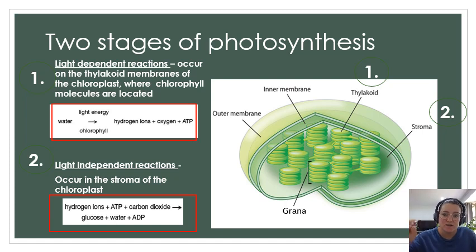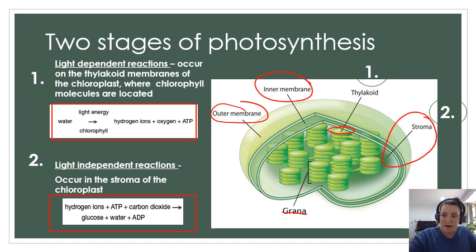So the 2 stages of photosynthesis both occur in different locations of the chloroplast. Hopefully this diagram is familiar to you from last year. You can see the chloroplast. It's got 2 membranes, the outer membrane and the inner membrane, and it's also got these stacks of membranes in the middle. One of those is called a thylakoid or a thylakoid membrane. A group of them is a granum. The space outside of those is the stroma.